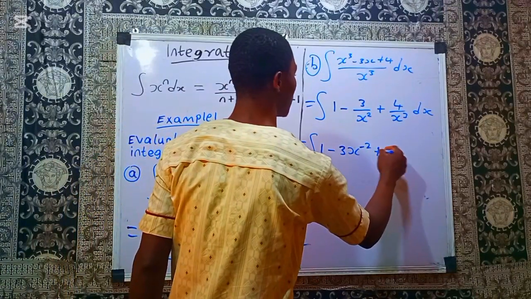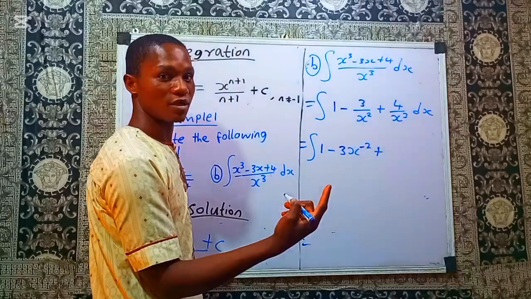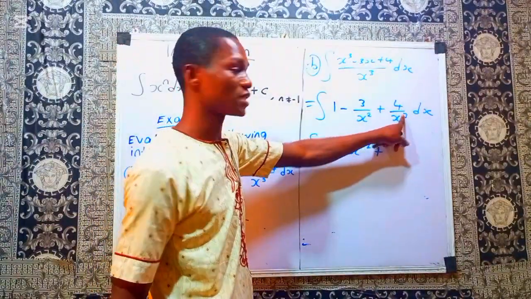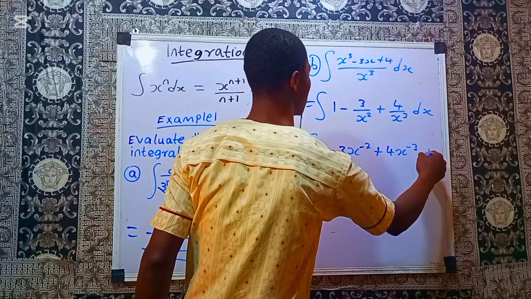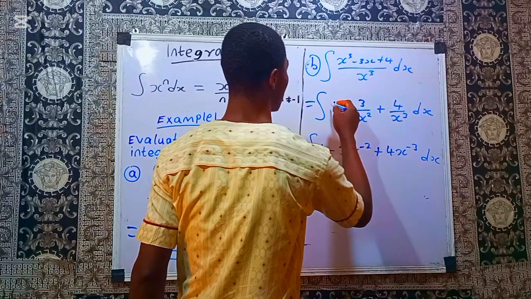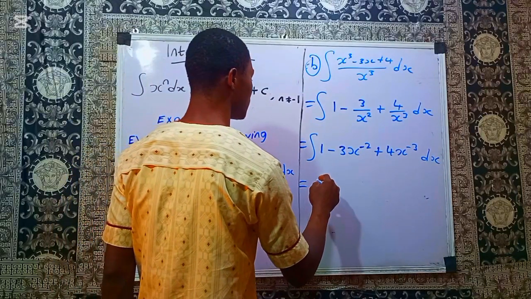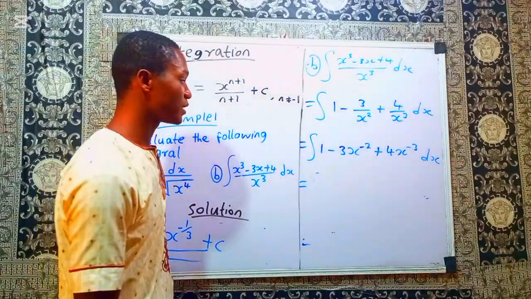I'll do the same thing here. If I remove this fraction, I will introduce a negative sign on the index of x. So I have 4x raised to power minus 3 dx. So this is the result we have. So if you simplify this, let's perform the integration term by term.